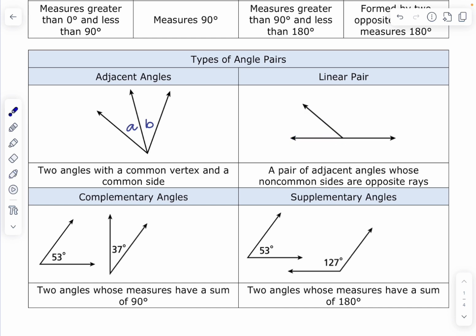A linear pair is a pair of adjacent angles, right? These two angles share a vertex and a side. However, the non-common sides here are opposite rays. That forms a linear pair. We'll name those A and B.